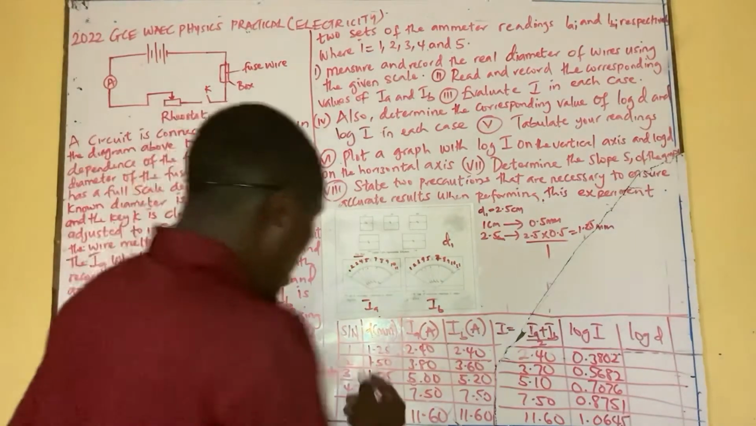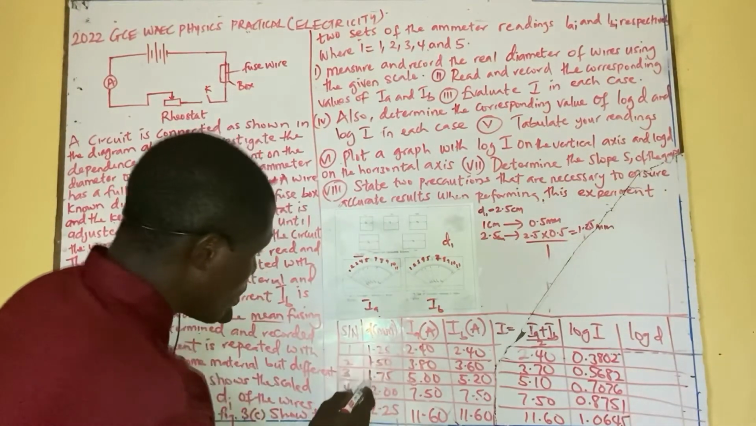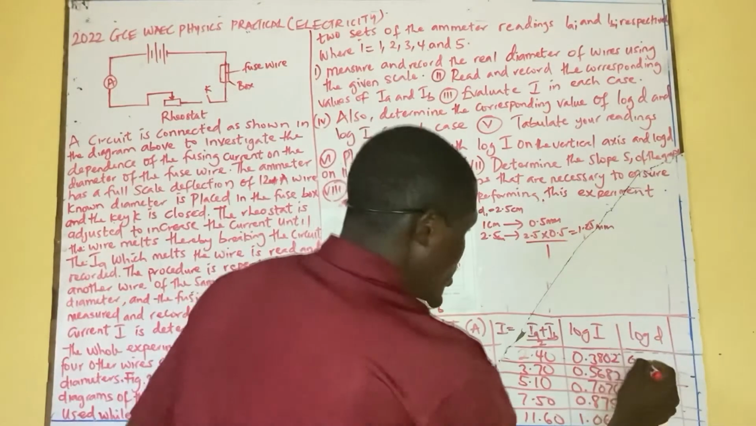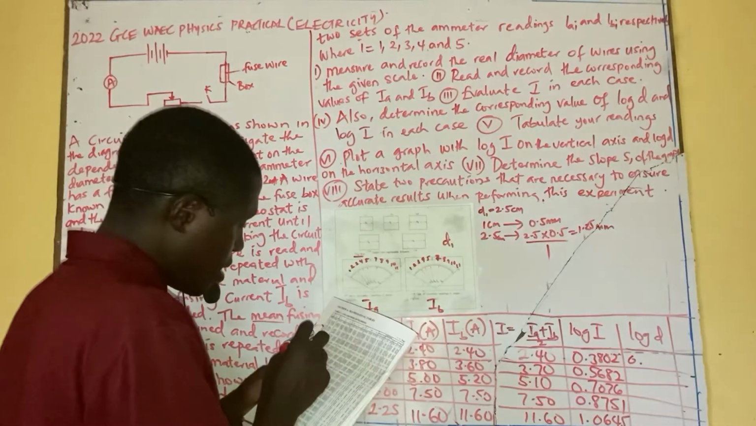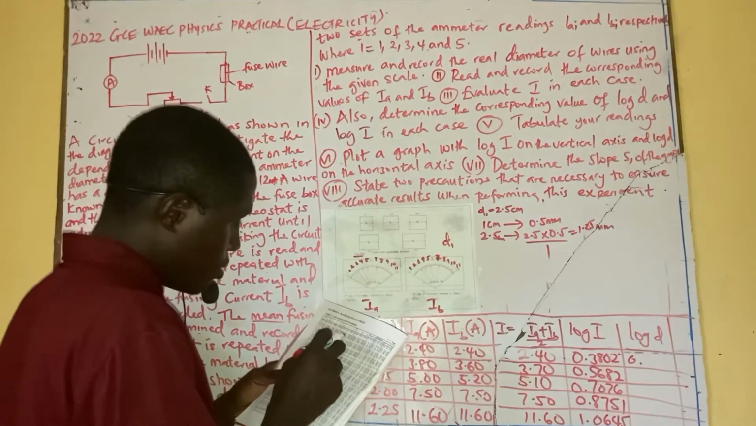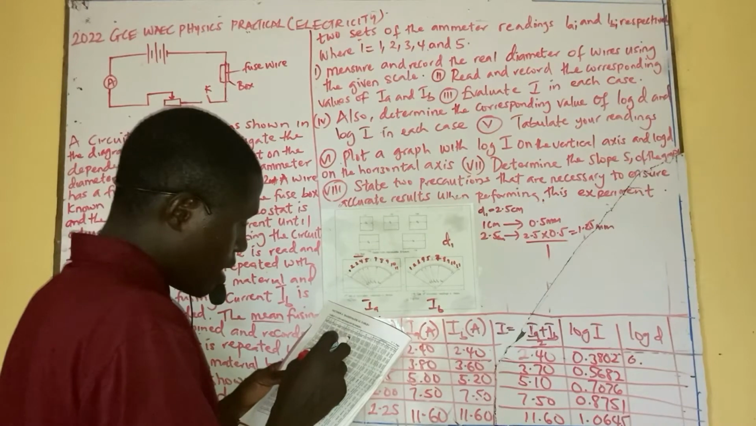Now, next one is log D. Everything is also 0 because there is one number before, so this one will be 0 point. So 12 under 5 is 0.0969.